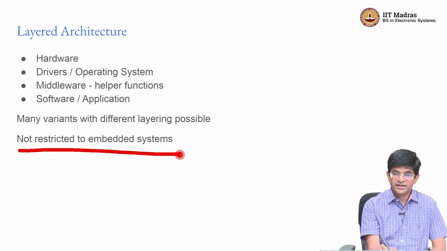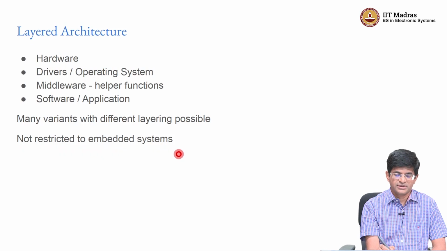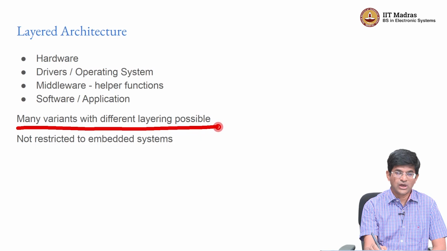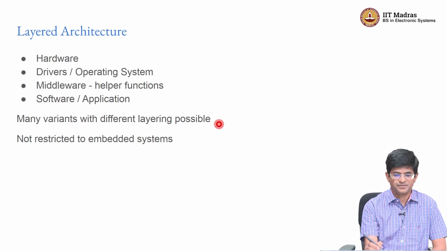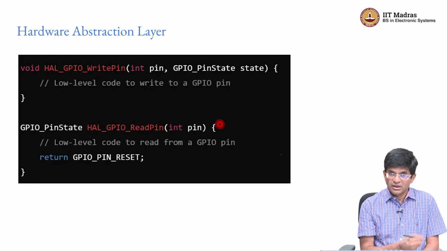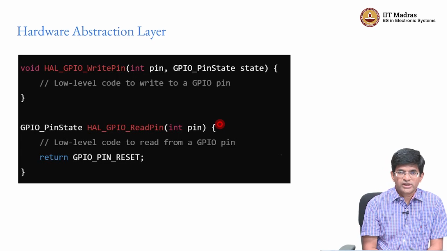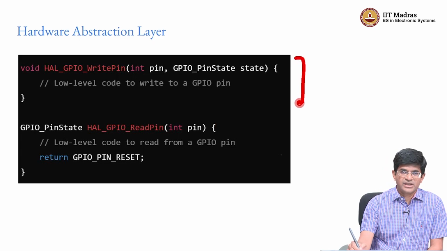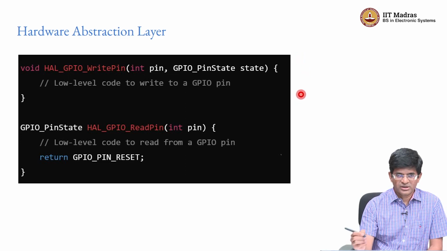Of course, this is not restricted to the area of embedded systems, but we are looking at it primarily in that context. And as you can imagine, at any given point, there are many different variants of how the layering itself can be implemented. As an example, we have already looked at some of these things. We have first the hardware abstraction layer, which is basically the drivers, so to say, or at least very close to the drivers. This is the closest that you can get to the hardware while still being in the area of embedded software.